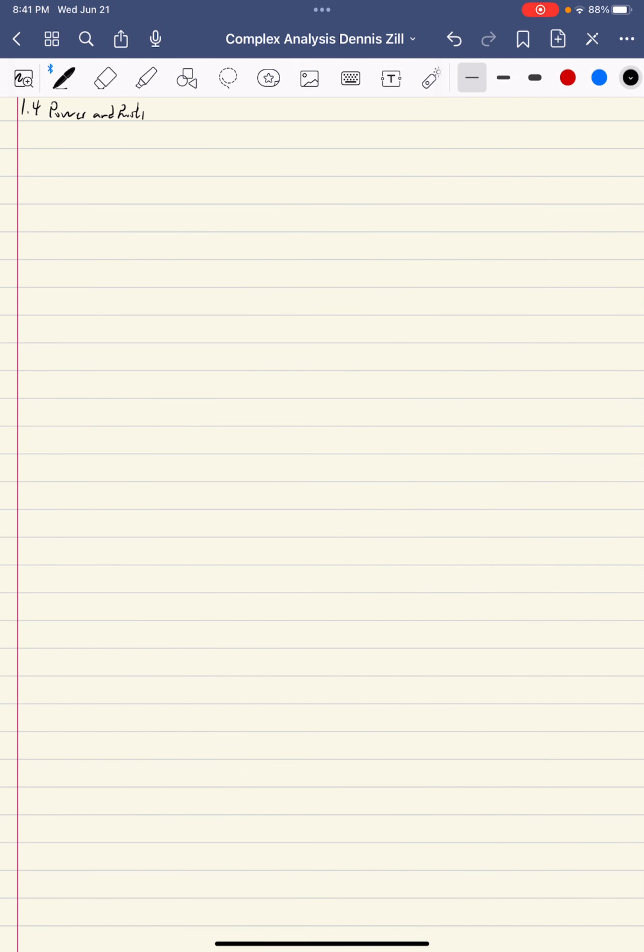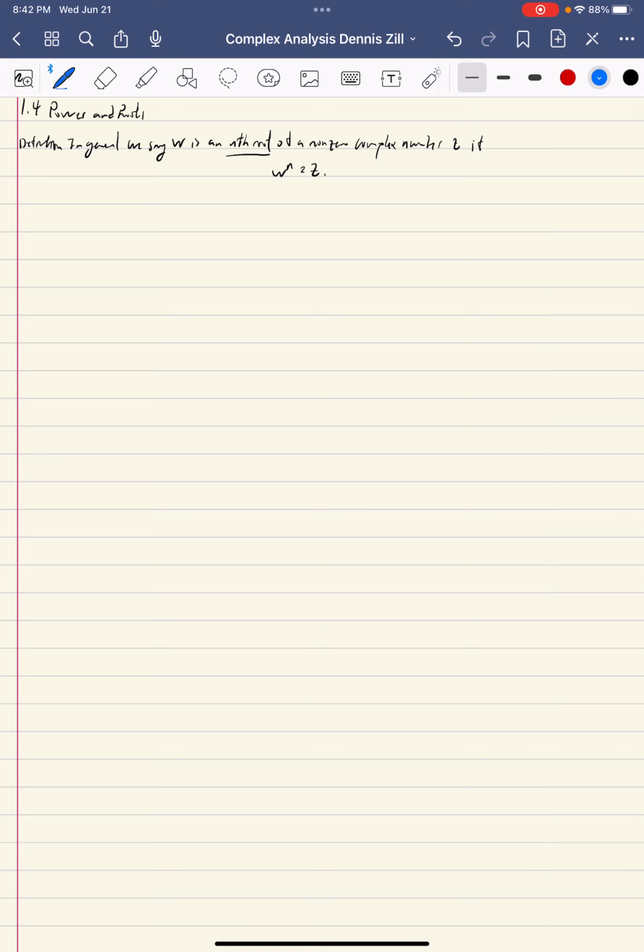1.4 Power and roots. Definition. In general, we say W is an nth root of a non-zero complex number Z if W to the nth power is equal to Z, right?